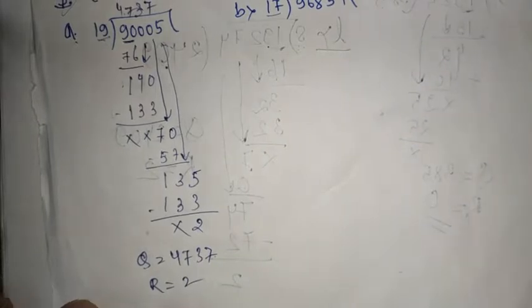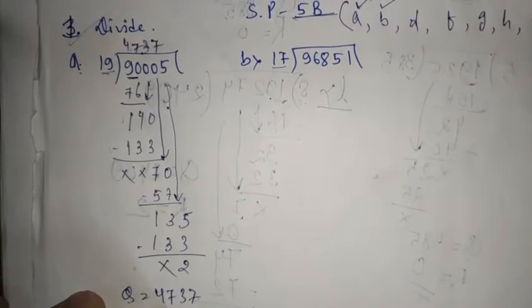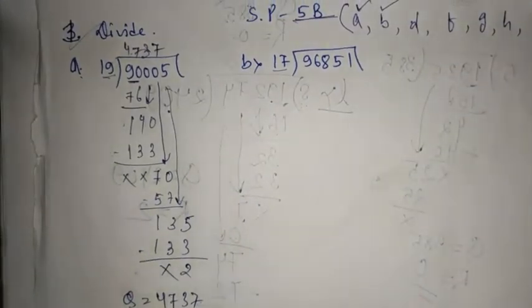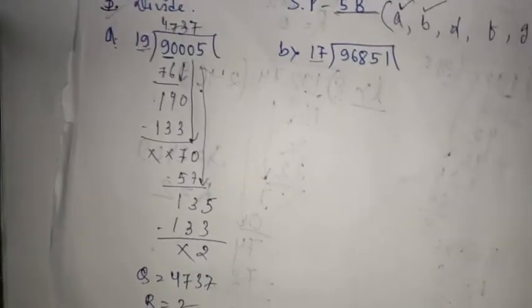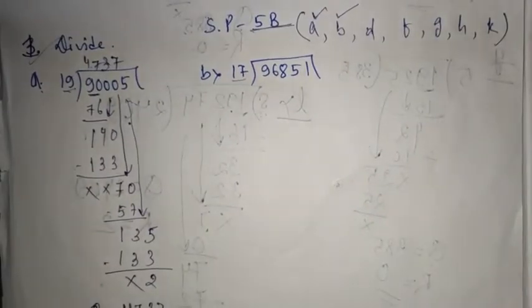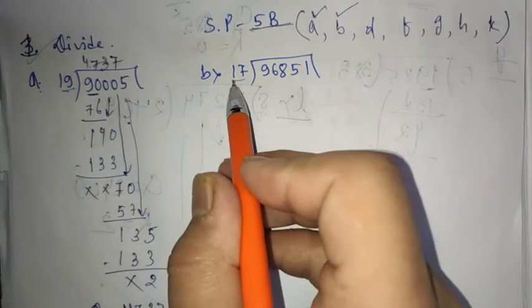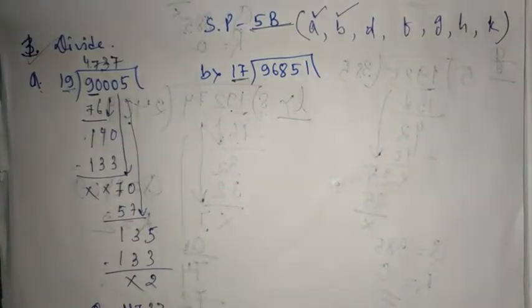So student, here they have not said us to check it, but you can cross check it by using the concept of dividend equals to divisor into quotient plus remainder. Alright, so I will not be checking here. You can check. If there is wrong, you can tell me. Okay, so I'm proceeding to number B, in which you should know the multiplication of 17.